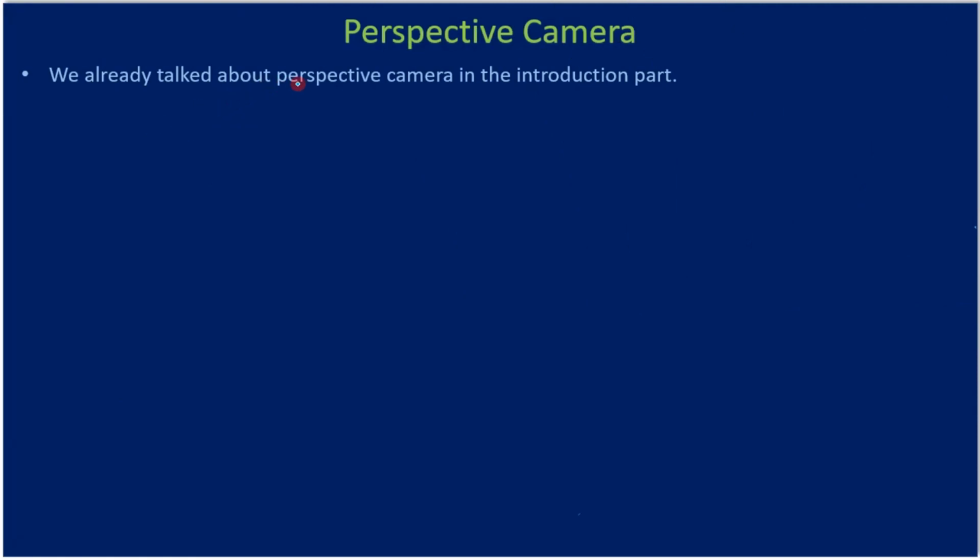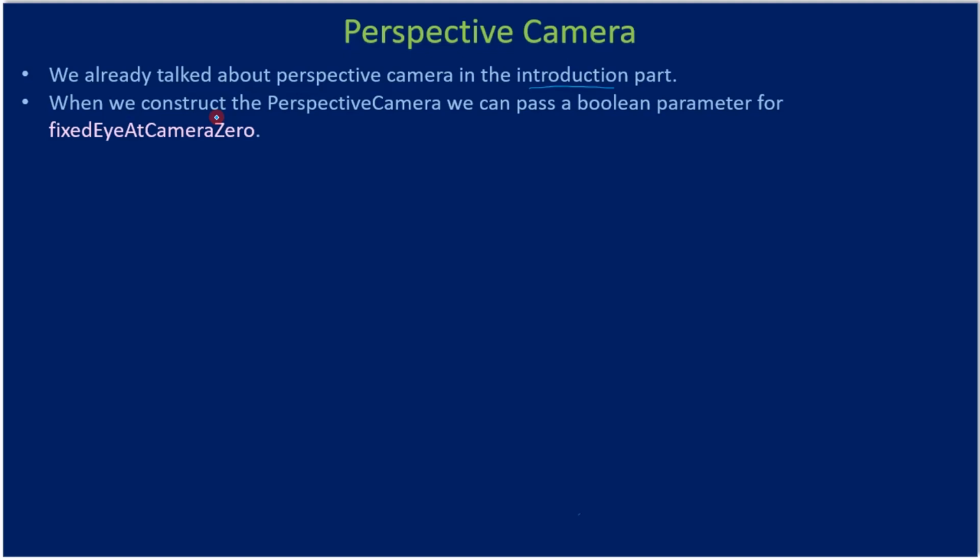We already talked about perspective camera in the introduction part of this sub-series. When we construct perspective camera, we can pass a Boolean parameter for fixed eye at 0. So to the constructor, we can pass the Boolean parameter. By setting it true or false, we are setting fixed eye at camera 0. The flag denotes where to position the camera in the perspective projection.